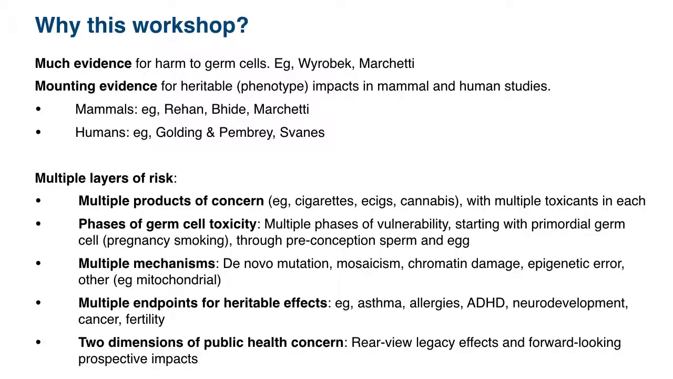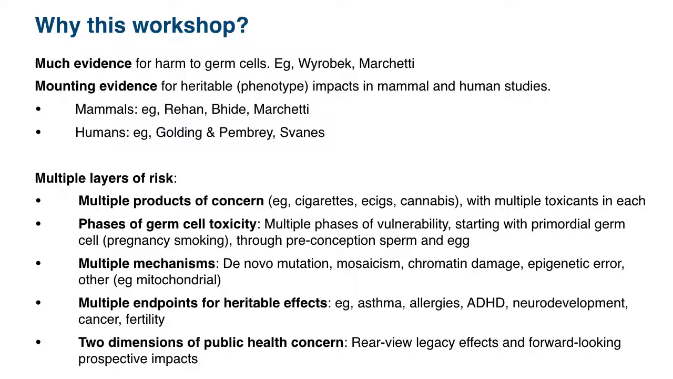So, why this workshop? Well, unfortunately, there's been mounting evidence that tobacco's toxicity does extend to germ cells, and not only with respect to things like sperm morphology, sperm concentration, but also in terms of the heritable impacts, that is, possible phenotypes in the offspring born of the tobacco-exposed germ cells. We've seen mounting evidence in mammals, and we've seen some in human studies as well, particularly in recent years. And there are multiple layers of risk and multiple products of concern. So, for example, we have cigarettes, we have e-cigarettes and vaping, cannabis, and there are multiple toxicants in each product.